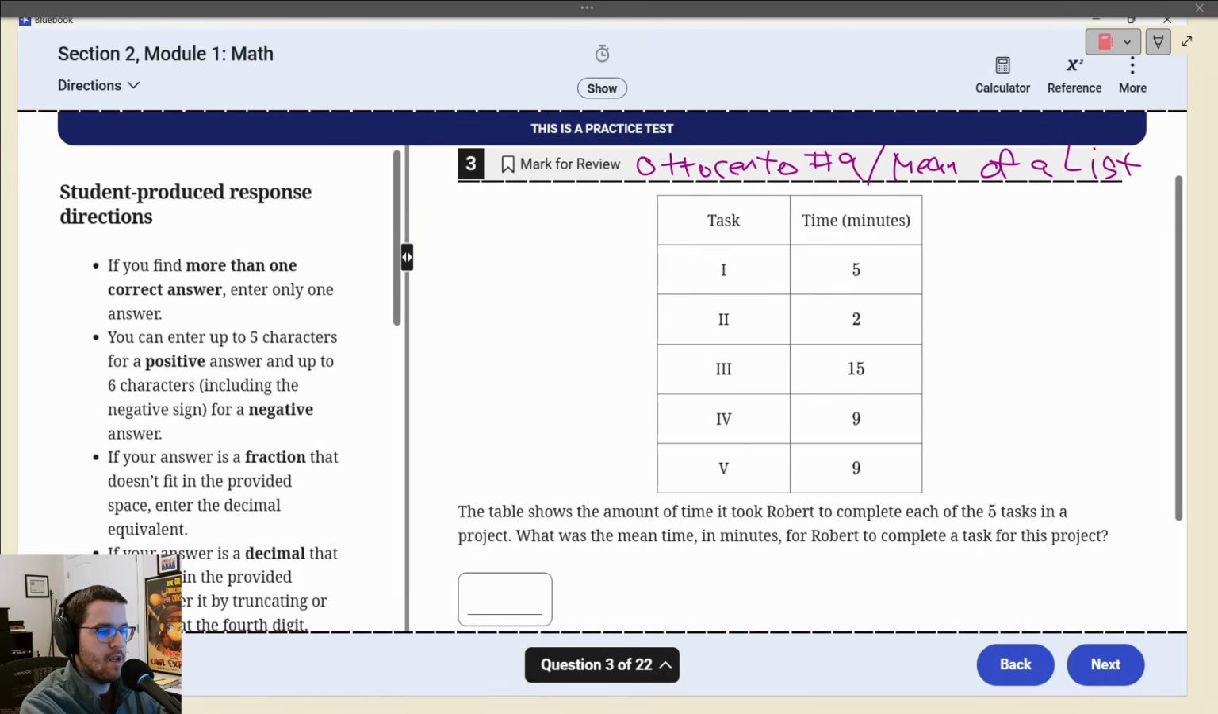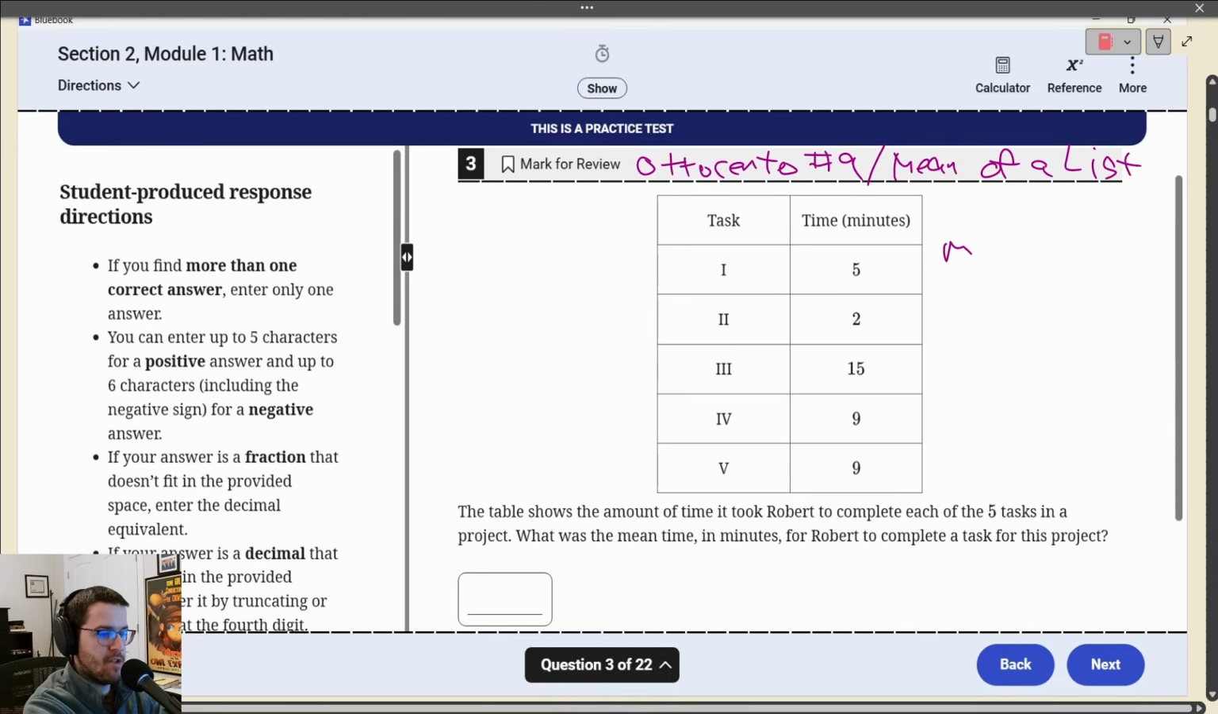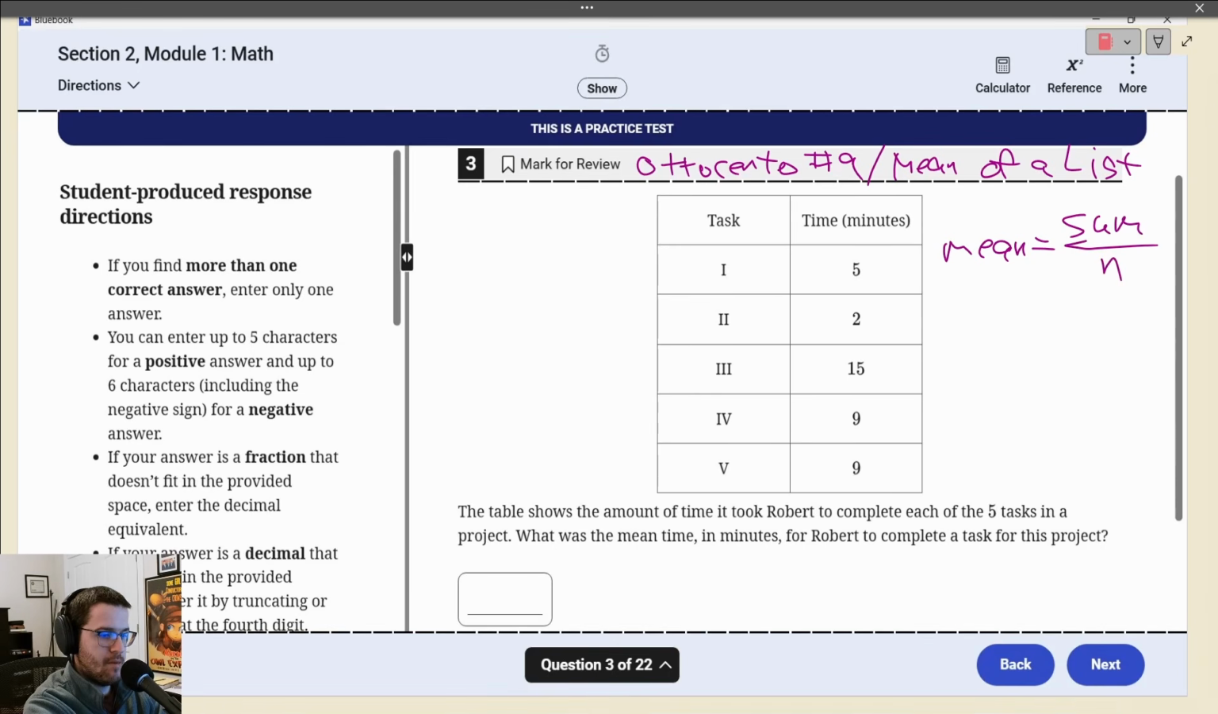Okay, question 3. I go over this in great detail in my Ottocento number 9 and my short, which is called mean of a list. So mean is equal to sum over n. So the sum of these numbers is, let me see, we're going to do 5 plus 2 plus 15 plus 9 plus 9. I'm getting 40. And there are 5 total numbers, 1, 2, 3, 4, 5. So we're going to divide by 5. That's the n, the sample size. And we get 40 divided by 5, which is 8. And that is the answer there.